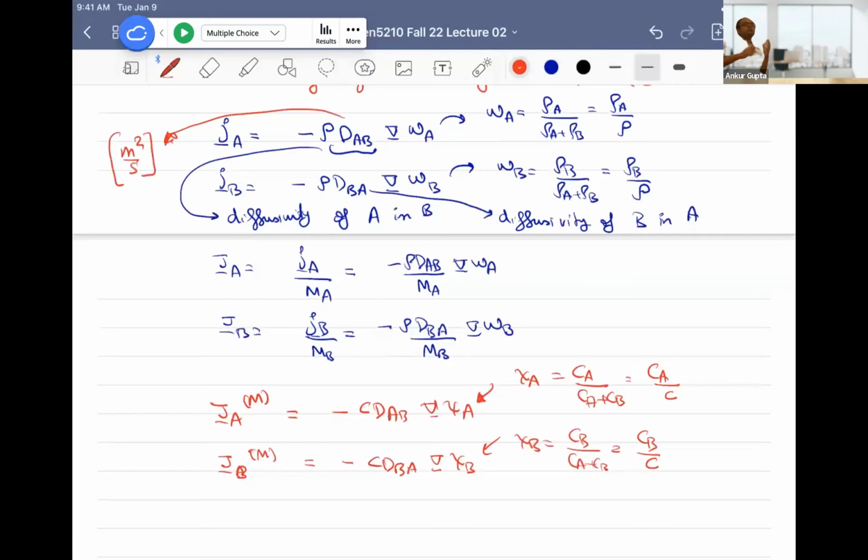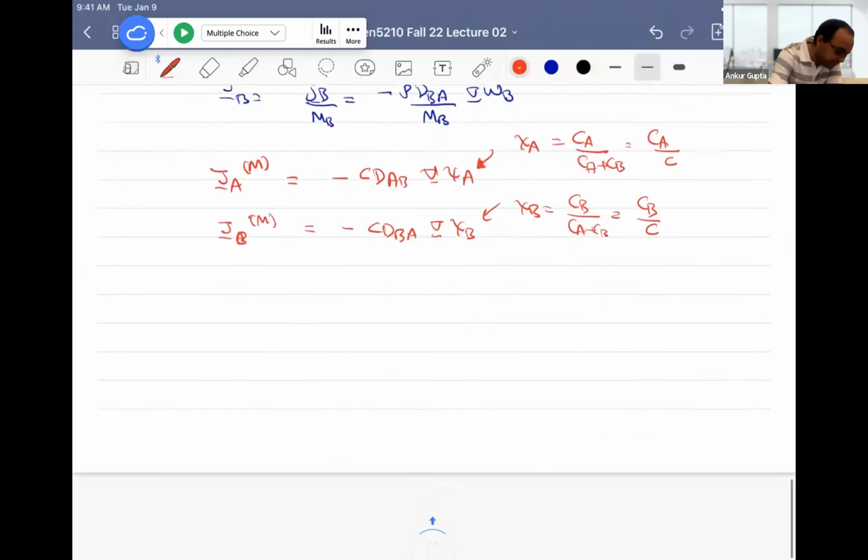Now, how do I relate DAB and DBA? I don't want to carry around two different diffusivities. What can I do? How should I try to simplify? Does everybody see what was suggested? We know by definition the sum of small ji is 0. So ja plus jb has to be 0, because there are only two species.